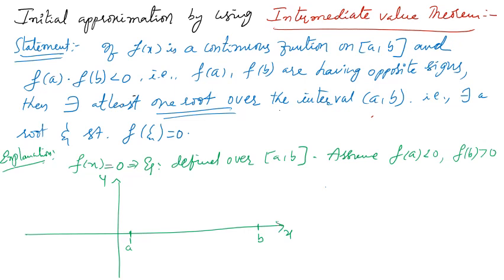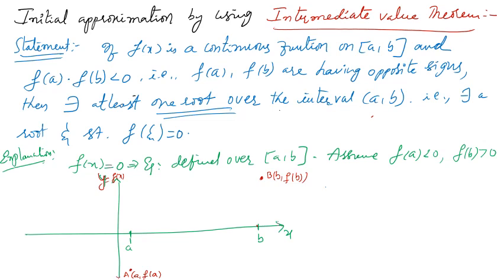Okay, f of a negative means what? This is y equal to f of x. Y is nothing but f of x. If the y value f of a is negative, this is f of a. So the point is A comma f of a, here. And f of b is positive, somewhere here. This point B is b comma f of b. F of b positive lies in the first quadrant, and f of a is negative, in the fourth quadrant.